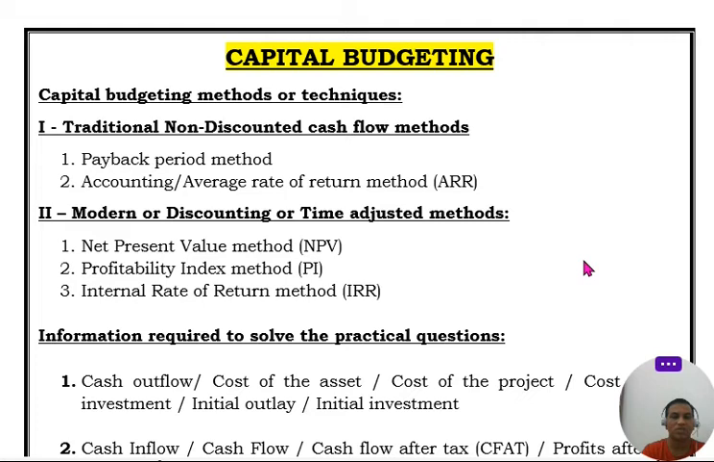So this concept of time value of money is applied in discounted cash flow methods, the modern methods. In traditional methods, this concept of time value of money is not applied. So traditional methods are without application of the time value of money. In modern methods, we are applying the time value of money.